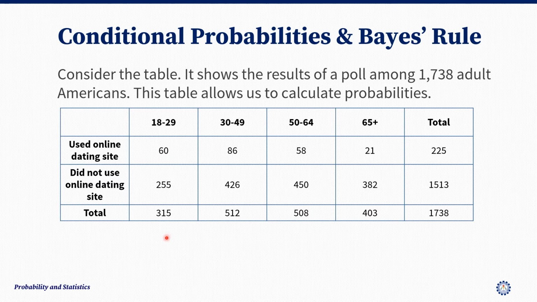Let's consider the table. It shows the result of a poll among 1,738 adult Americans. This table allows us to calculate probabilities. So here we have the adult Americans who used an online dating site, and in the third column we have the adult Americans who did not use an online dating site. We also have in the second column the adult Americans ranging from 18 to 29 years old. The third column is 30 to 49 years old. The fourth column is 50 to 64 years old. In the fifth column, we have 65 plus years old. And then the last is the total.